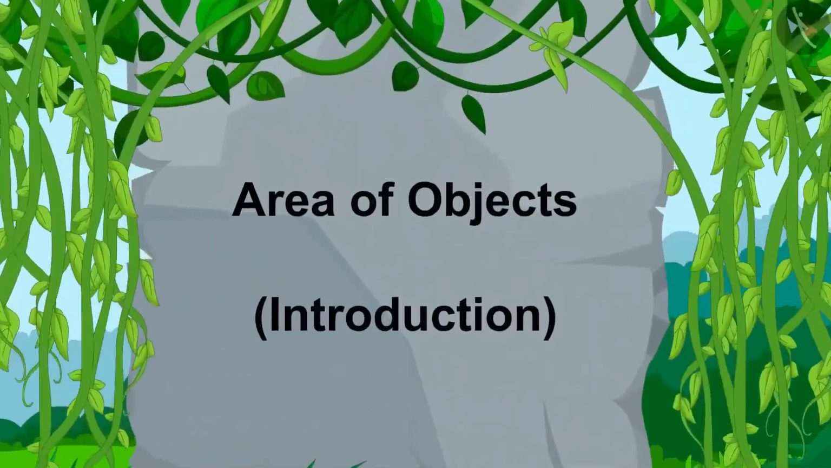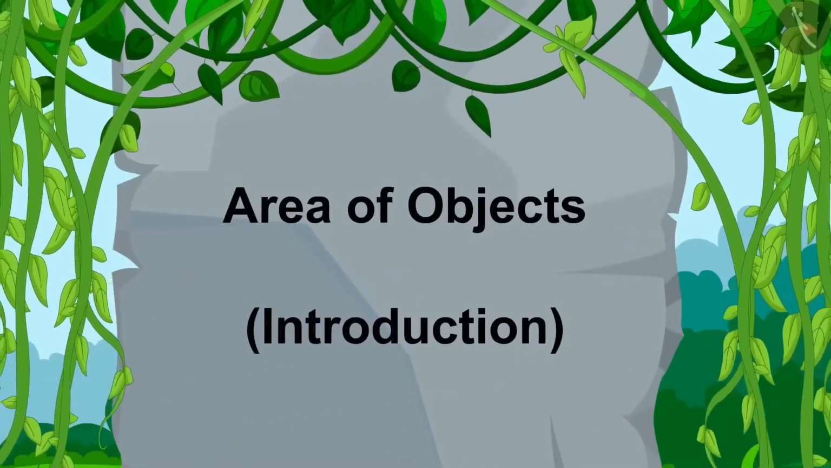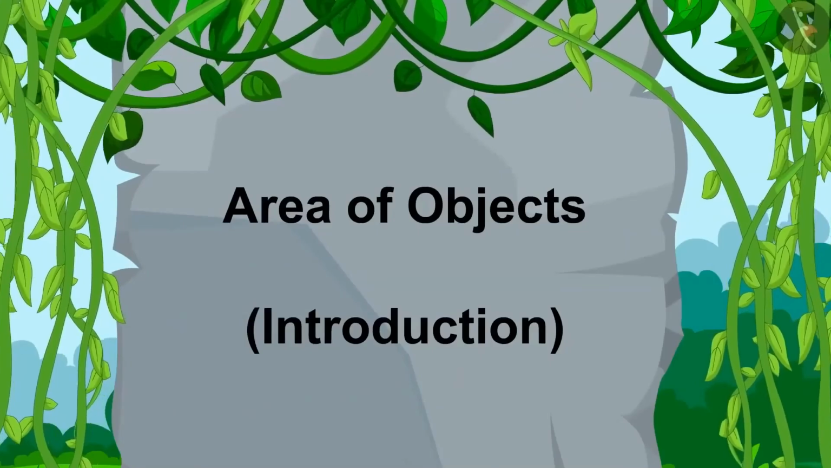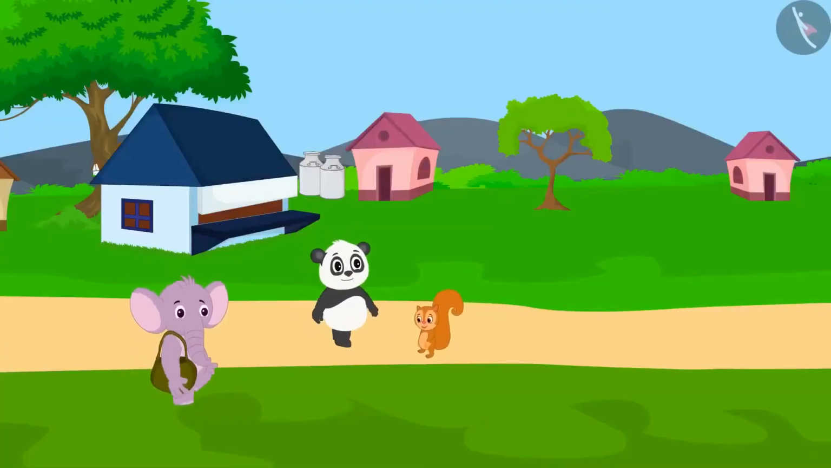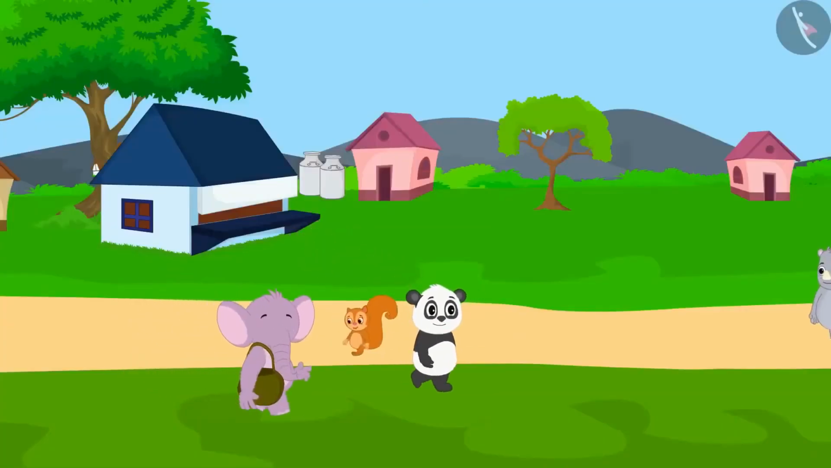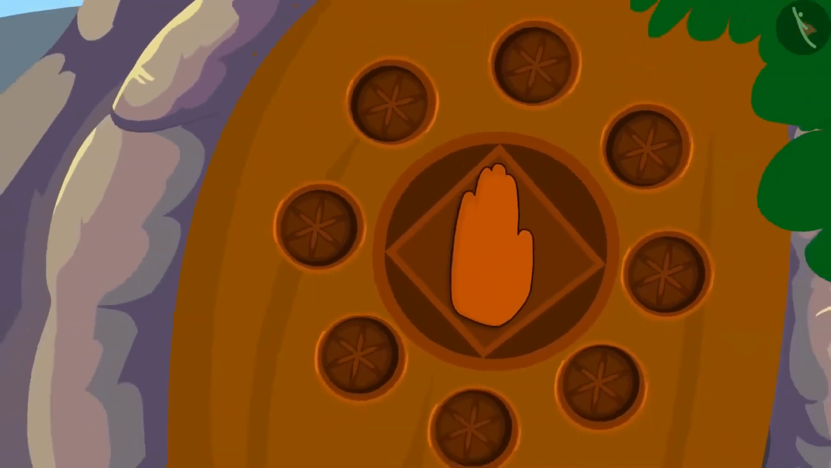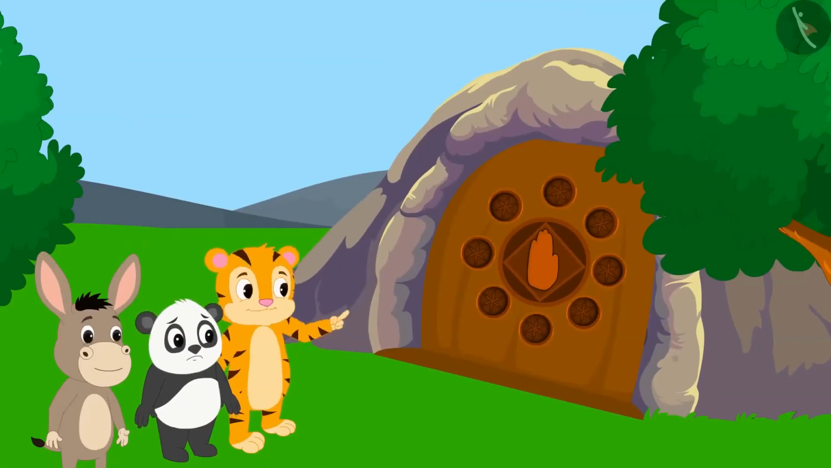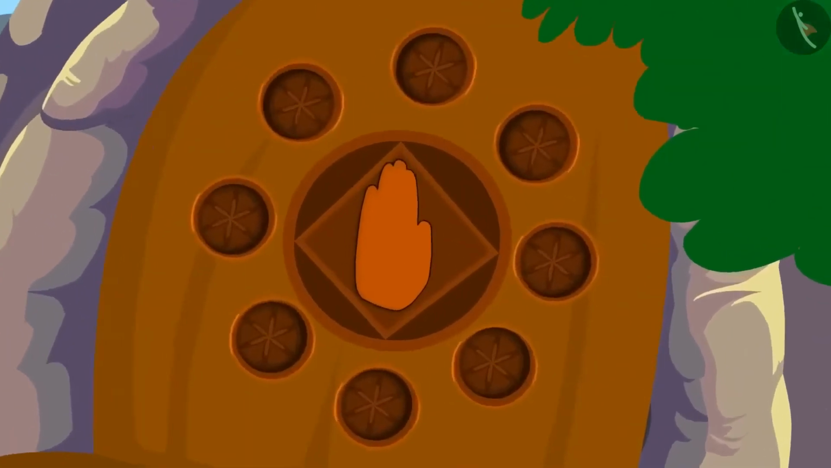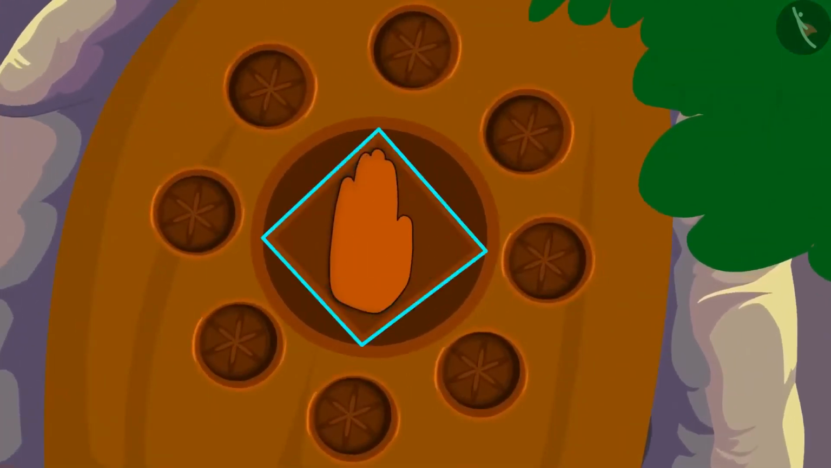In this video, we will learn to estimate the area of objects. There is a lot of chaos in Champapur today. This morning, a door has been found in the cave. But this door can only be opened by the hand of one of the villagers.